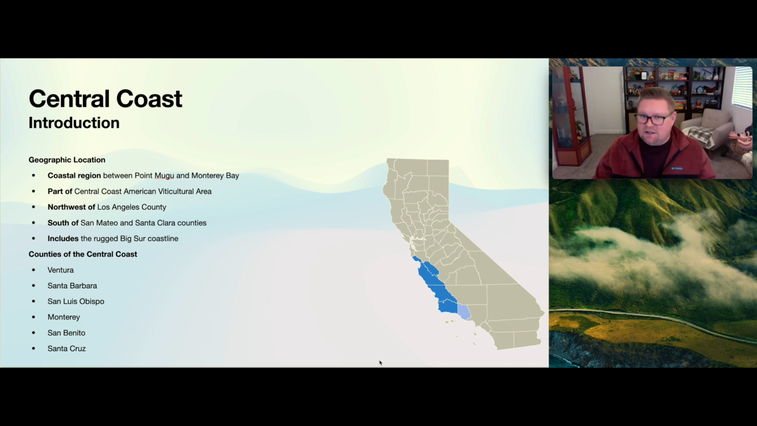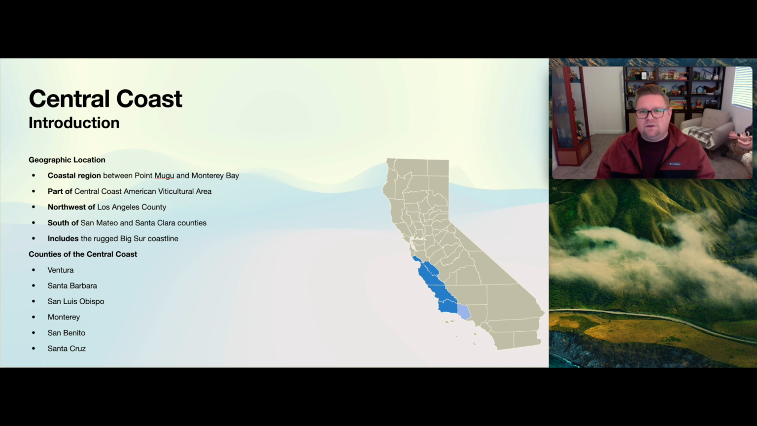So we try to address that in the book, but there's very big differences and very big similarities. So that's why it kind of gets thrown into both. But anyway, the Central Coast goes from Point Mugu all the way to Monterey Bay. Part of the Central Coast is the Central Coast American Viticultural Area. This is like a hub for agriculture, northwest of Los Angeles, and includes parts of the rugged Big Sur coastline.